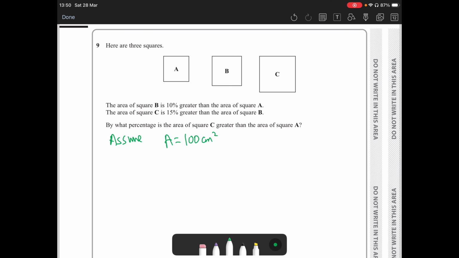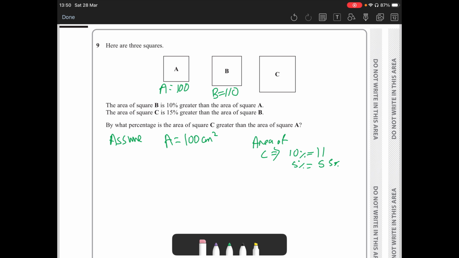So look, if the area of A, I'll just choose 100 because of the percentage. Well, if B is 10% greater, B will be 110, right? Just 10% more. And C is 15% greater than B. So the area of C, 10% of B. Oh, I don't want to. So 10% of B would be 11. So 15%, well, half of that would be 5.5.